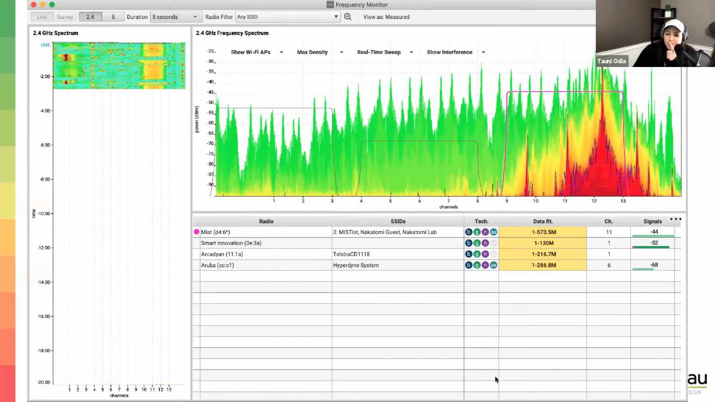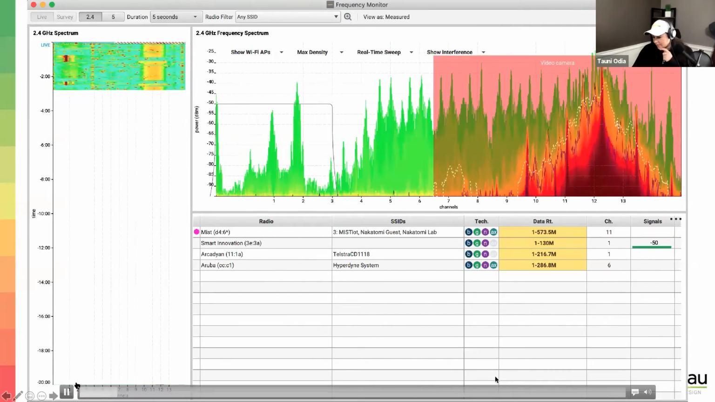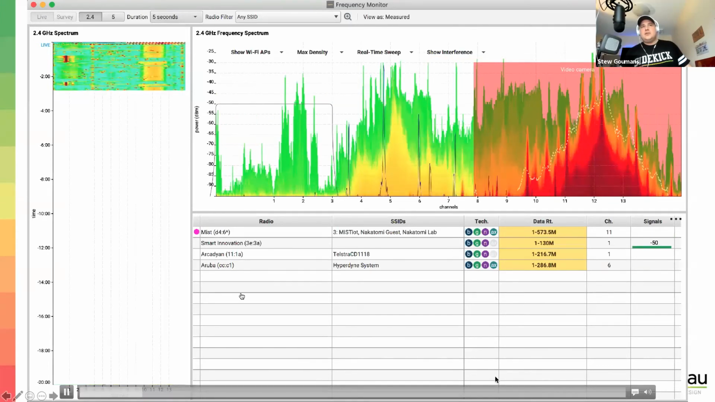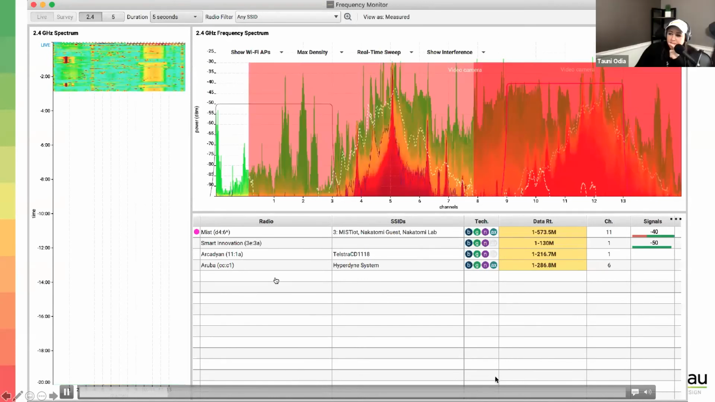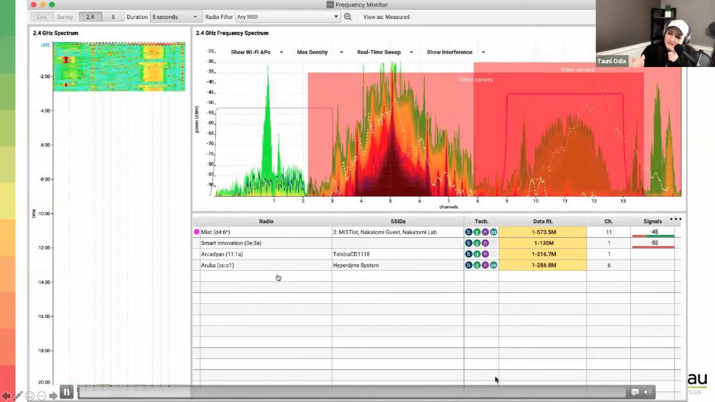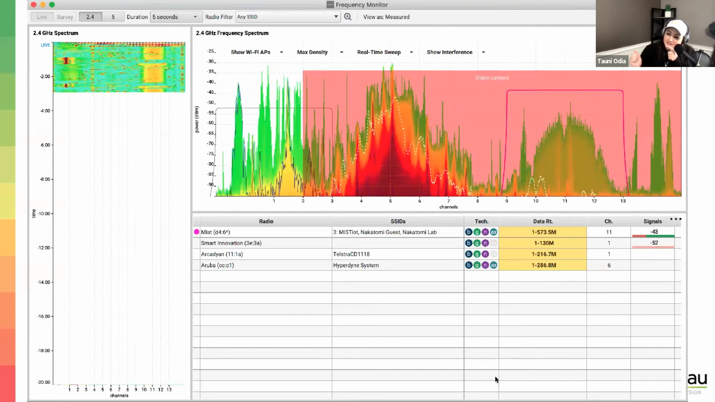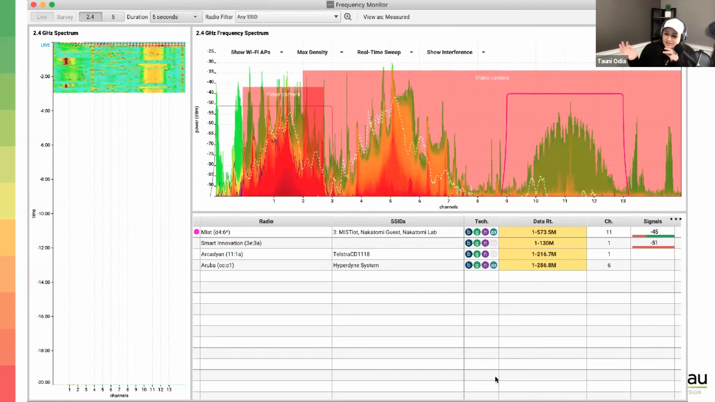Well, let's look at another one here as we get going. So we see a video camera coming, but then, oh wait, it is covering all the channels. So it's not just covering 1, 6, and 11, it's covering all of the channels.